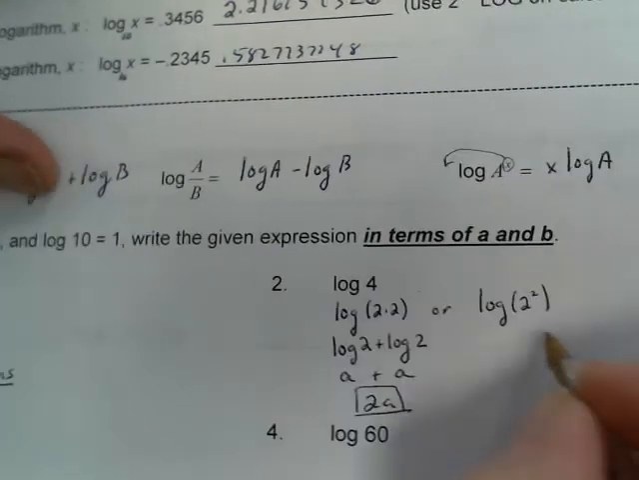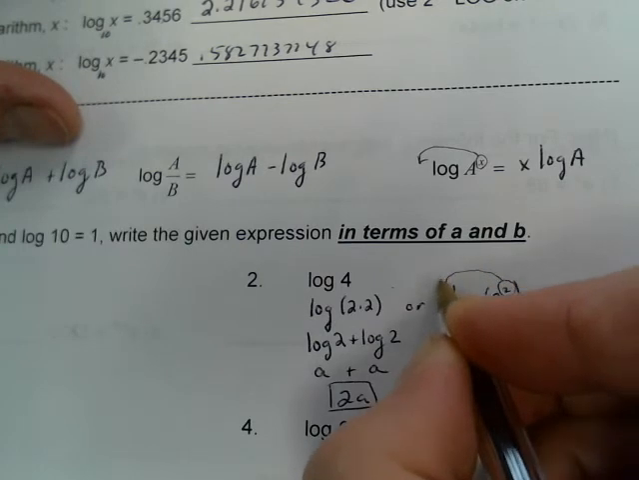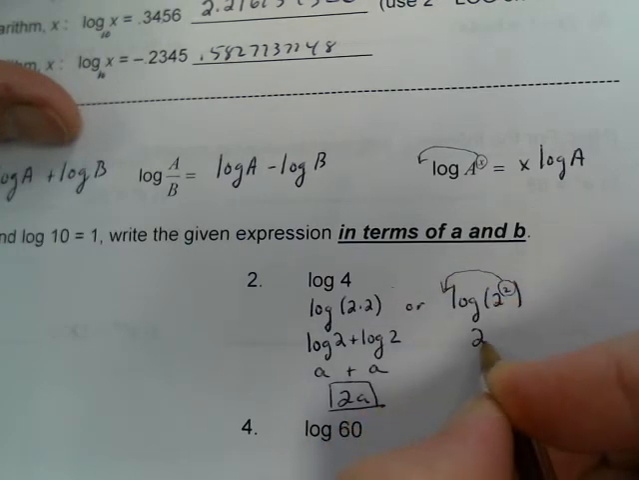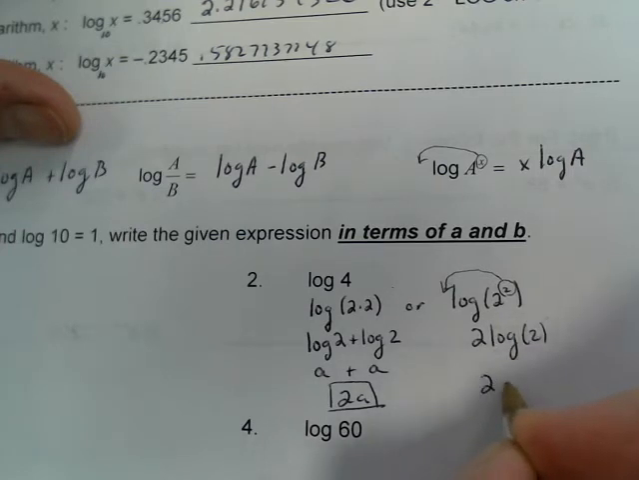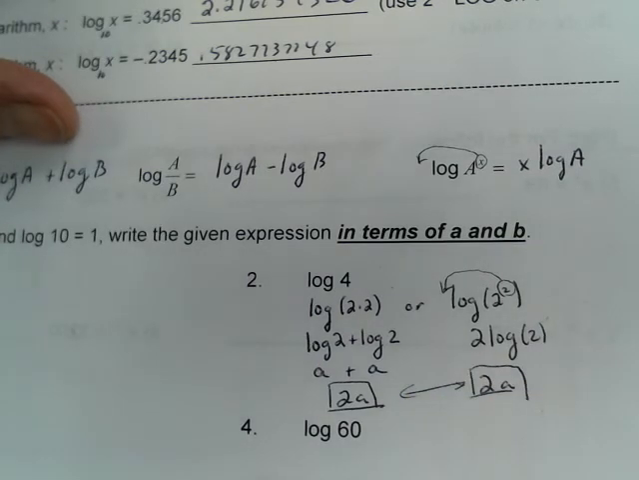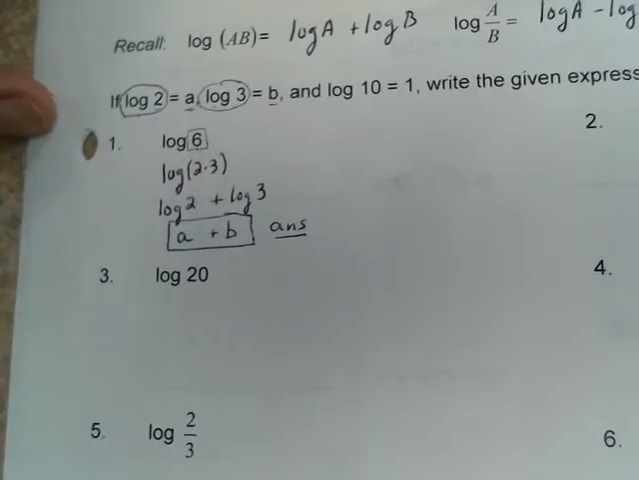Or if you'd rather write it this way, you can use the power rule and bring that exponent down to the front, and this becomes 2 times the log of 2. Well, the log of 2 comes out and gets replaced with the letter A, so the answer is 2A. It's the same answer, it's just 2 different ways to do it, and it doesn't matter which way you like, whichever way you want to do it.